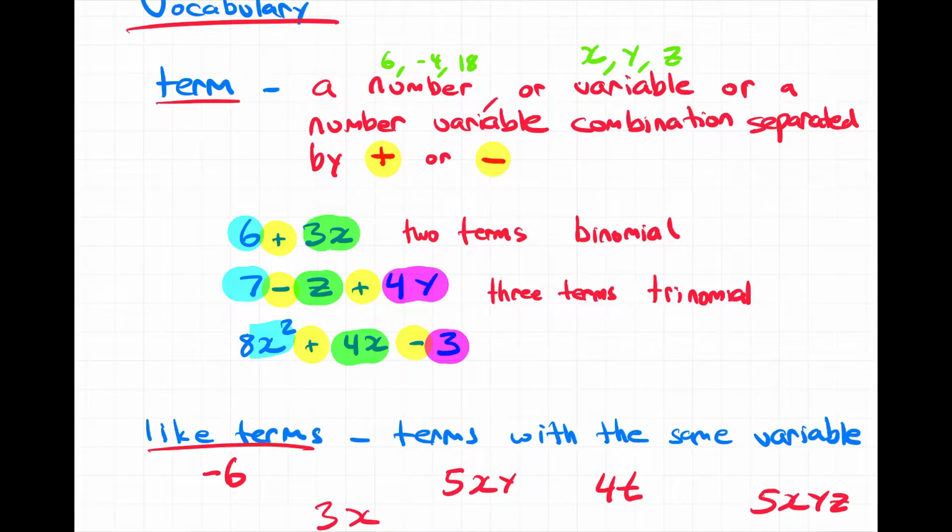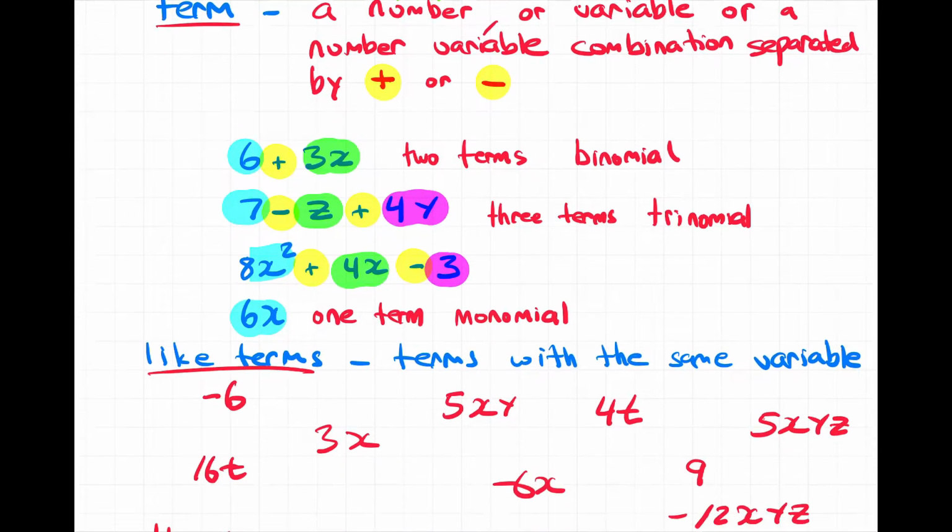So what if we have only 1 term? Can we have that? Well, yes, we can. So something like 6x. In this case, we only have 1 term, and that would be called a monomial. So there is only 1 term.